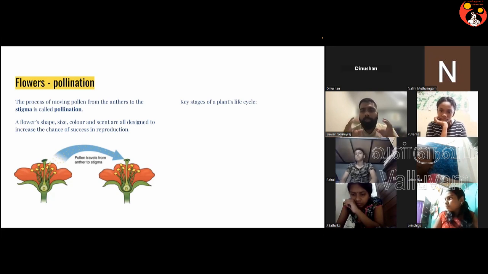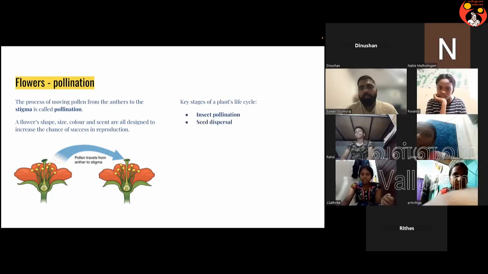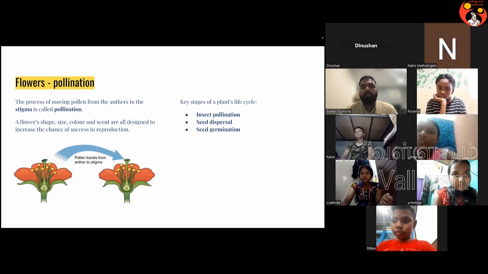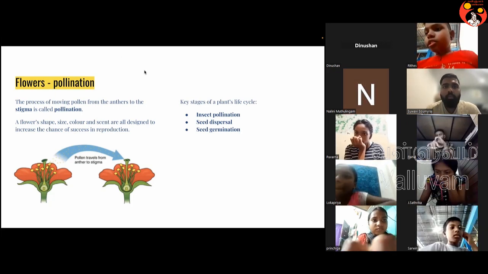Now, in a plant's life cycle, there are a few key stages. One is insect pollination, the other is seed dispersal, and the third is seed germination. Before I go into these sections, yes, Ritishan, you have a question?